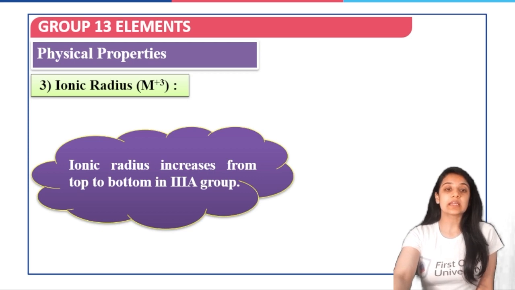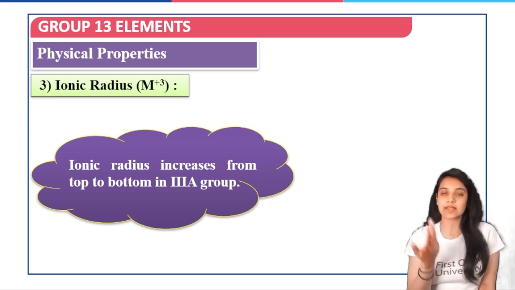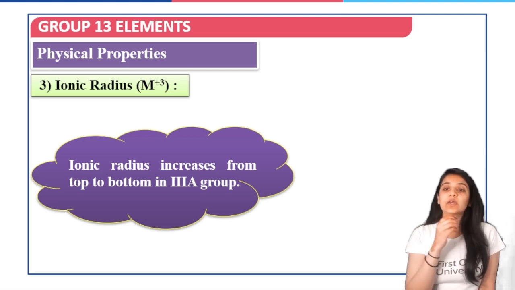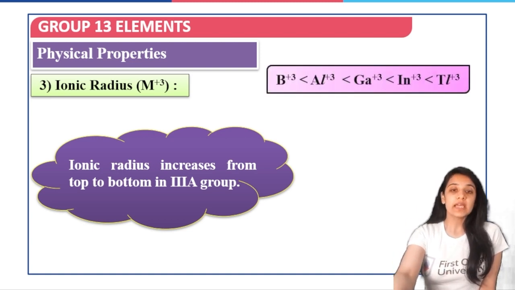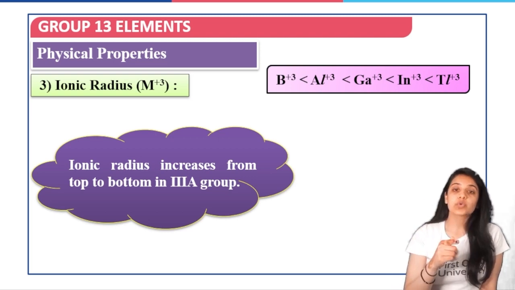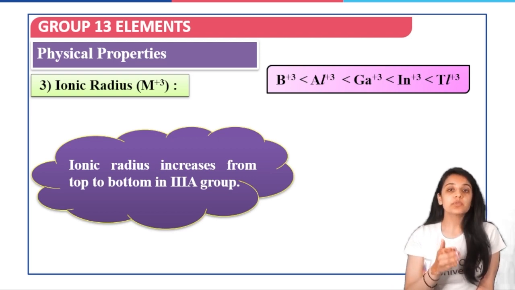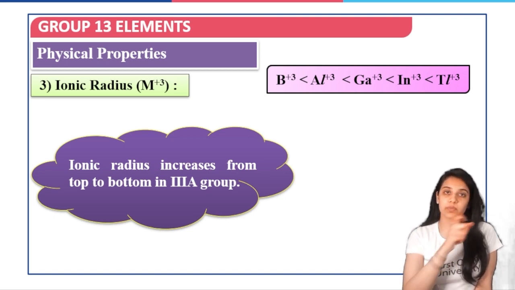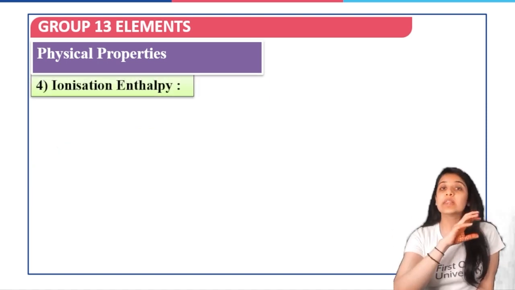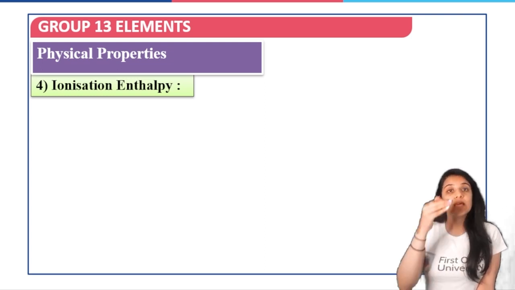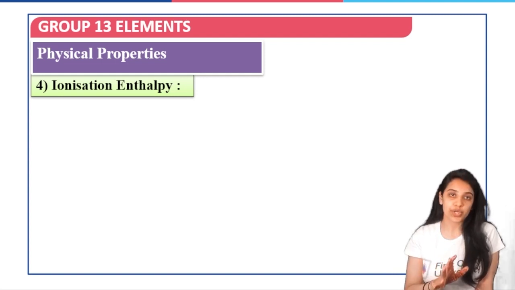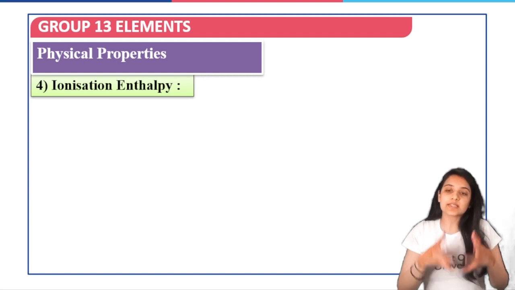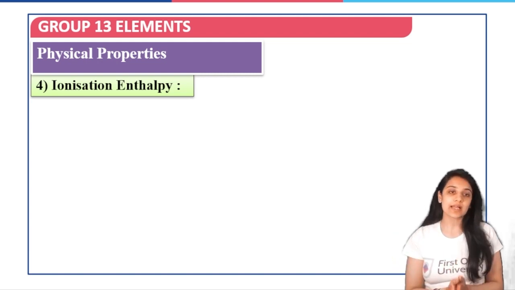So ionic radius increases from top to bottom. That's what I told you, right? Just as we have the order for atomic radius, similar is the order for ionic radius also. As we go from top to bottom in the group, the ionic radius is also going to increase. The order is boron 3+, aluminium 3+, gallium 3+, indium 3+, and thallium 3+. That is the increasing order with no exception in this case, because the outermost electrons are already removed. So the screening is not going to be for any electrons, right? Since no electrons are being shielded, the size order is without any exceptions.